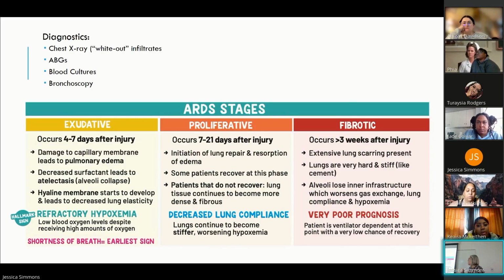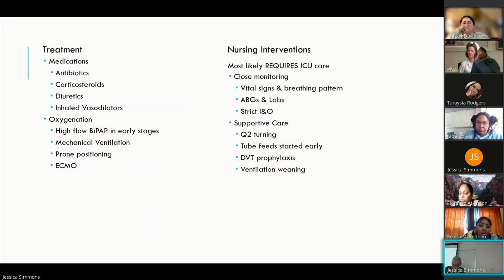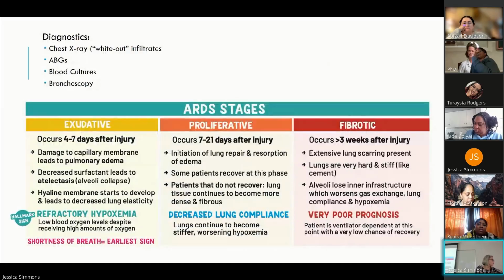Okay. So we have 3 phases of ARDS. You have the exudative phase, which occurs 4 to 7 days after the injury. It's damage to the capillary membrane, leading to pulmonary edema. Then you have decreased surfactant, which leads to atelectasis. Atelectasis is alveolar collapse. If your patient has atelectasis, gas exchange is interrupted. If your alveoli are collapsed, they cannot have any gas exchange.